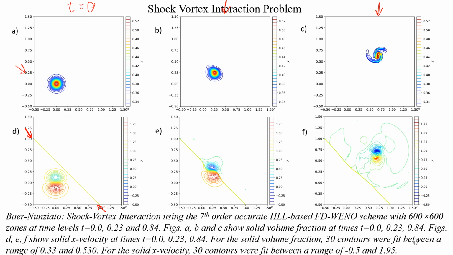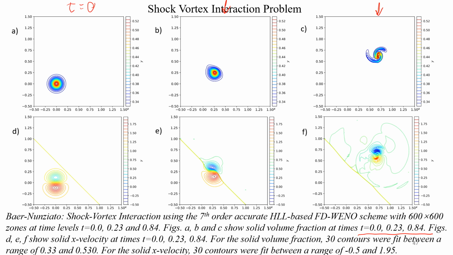So the x velocity actually shows that we have a vortex out here which is interacting with this shock, which is stationary on the mesh right now. So I'll go ahead and remove my markings. But please keep in mind that the top panels show the solid volume fraction and the bottom panels show the x velocity at different times: t equals 0 for the left panels, t equals 0.23 for the middle panel, and t equals 0.85.